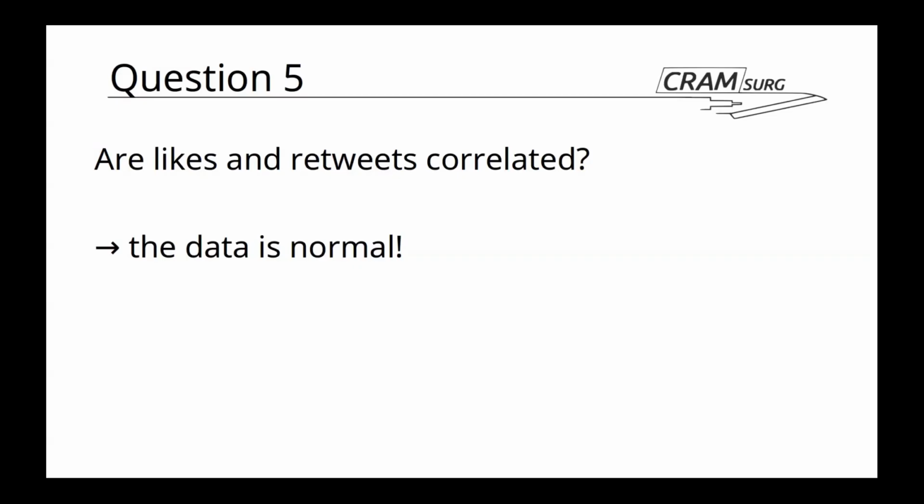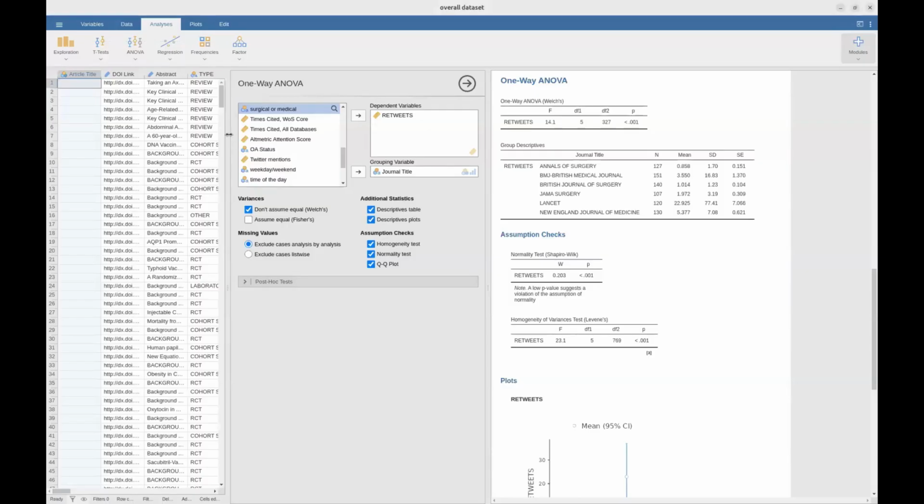No. No, absolutely not. It doesn't prove causation. It just suggests that there is a link. It's not like likes are causing retweets or retweets are causing likes. In this particular case, it would be the quality of the tweet or the paper that causes both, but they might well be correlated. So let's see how to run this in Jamovi.